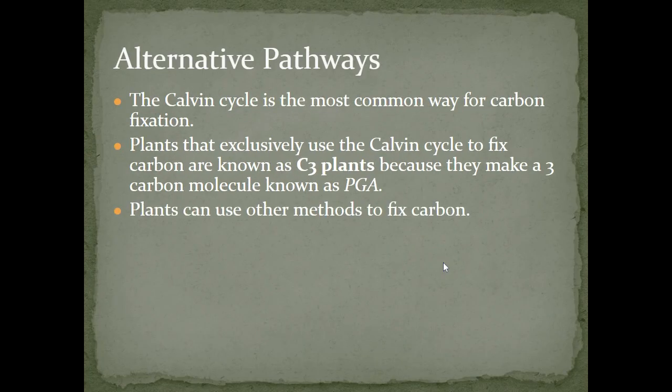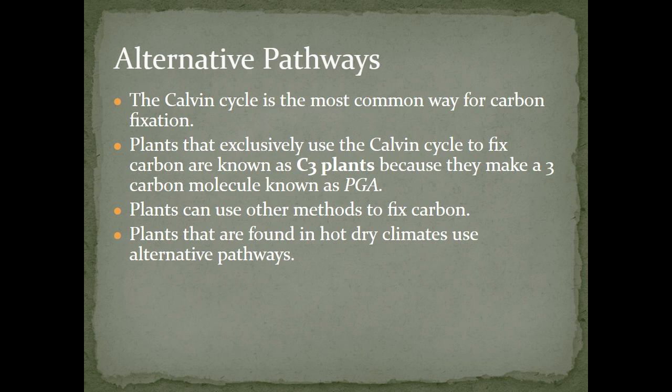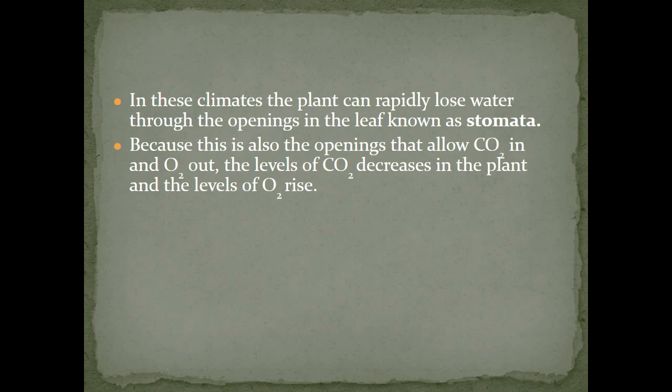So the Calvin cycle is the most common way for carbon fixation. Plants that exclusively use the Calvin cycle to fix carbon are known as C3 plants because it makes 3-carbon molecules. Plants that use other methods can use other ways. In hot, dry climates, because you don't have any water, you have to use alternate pathways. In those climates, the plants can rapidly lose water through openings, the stomata. Because of this, it also has openings that allow more CO2 in and H2O or O2 out.